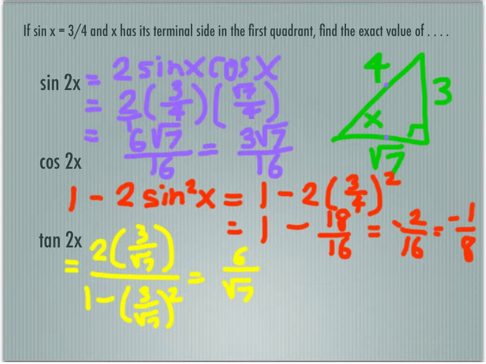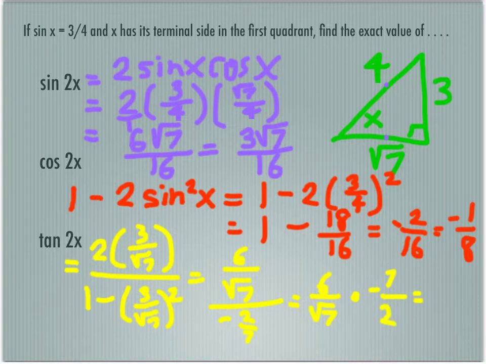My denominator, since I have to square this, that's going to be 9/7, I believe, right? 9/7 when I square that. So 1 minus that would be 7/7 minus 9/7, so negative 2/7. So 6 times the square root of 7, I multiply by the reciprocal again, times negative 7 over 2.